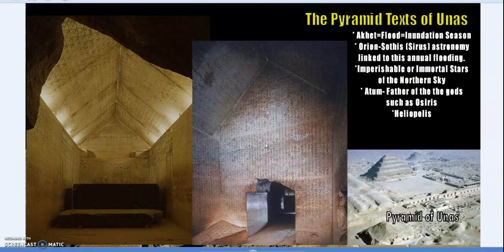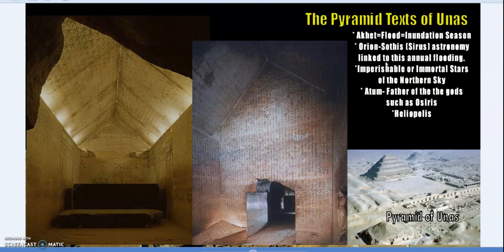When they're referred to, at least amongst the popular presentations and theories, it's a focus on Osiris and on Orion. However, what's missing mostly is the references to Akhet, or the flood season, or the inundation season. Orion and Sopdet, which I've misspelt Sirius there, but the astronomy of Orion and Sirius are connected, and they are linked to this annual flooding. They are linked to the pyramid designs as well.